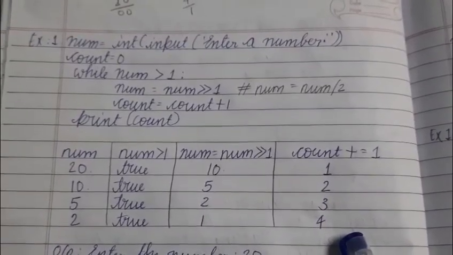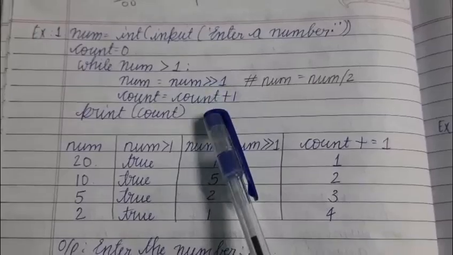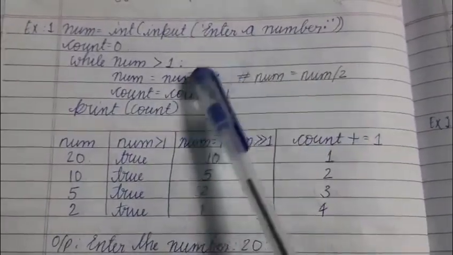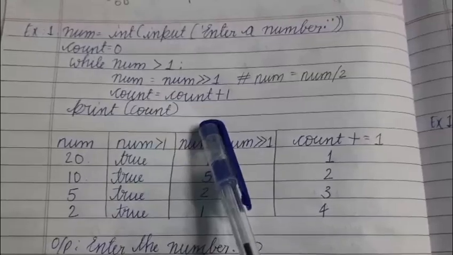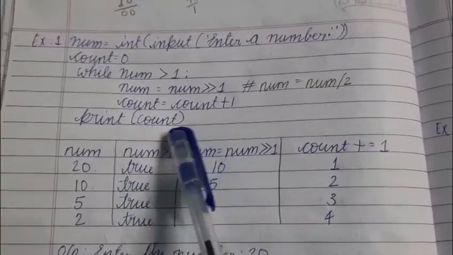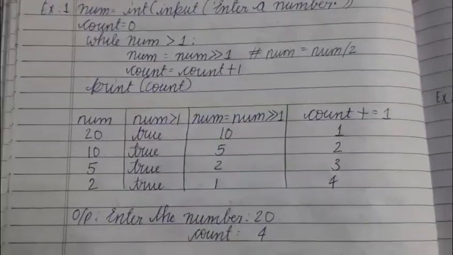So check the condition again. Num is equal to 1 now, which is not greater than 1, so the condition fails. Here it comes out of the while loop, and it executes the next statement, which is printing the count value. Here count is equal to 4, which will be printed.